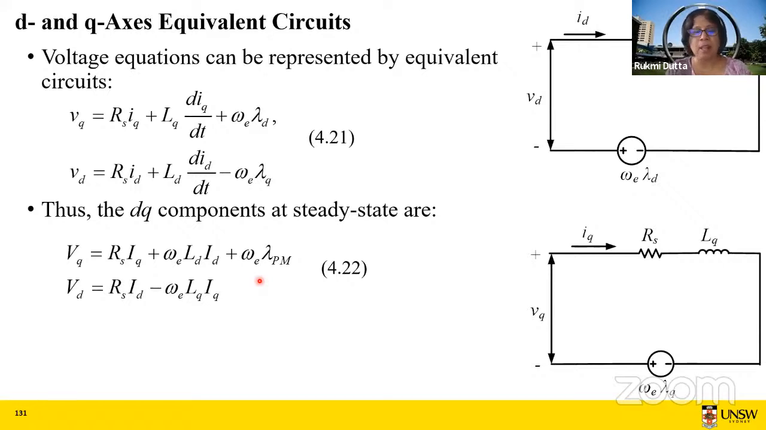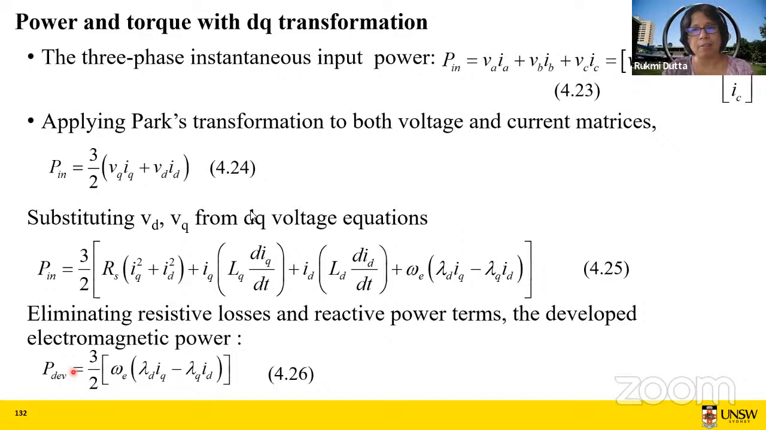We can just get all our information, dynamic as well as the steady state, from now on using the DQ model. In fact, we can even draw phasor diagrams if we want to, using these equations, for understanding of how the voltage and currents are. We'll do that in a minute.